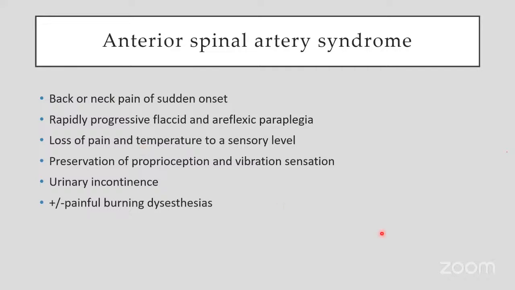Anterior spinal artery syndrome will have back or neck pain of sudden onset and rapidly progressive hyperacute flaccid and areflexic paraplegia, loss of pain and temperature with a specific sensory level, and preserved vibration and proprioception sense because of sparing of dorsal columns. There might be urinary incontinence and there might be painful burning dysesthesias.